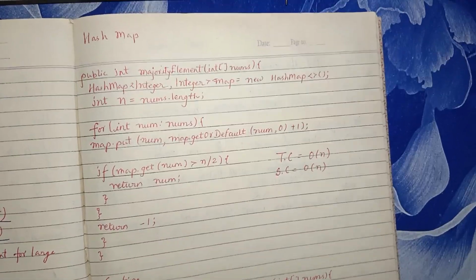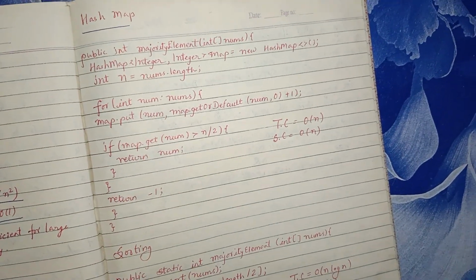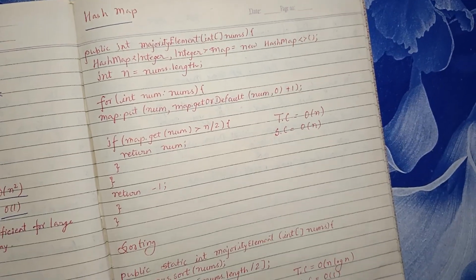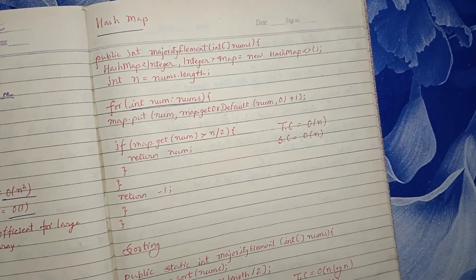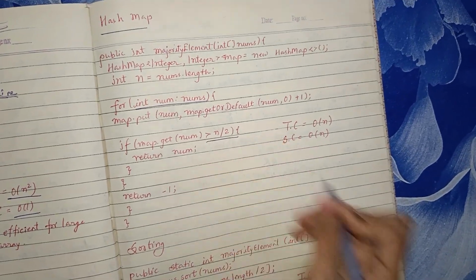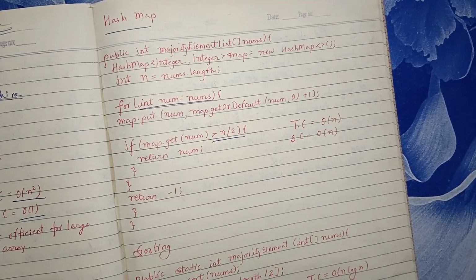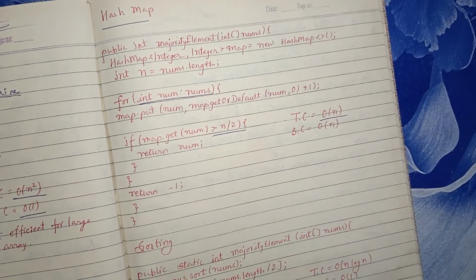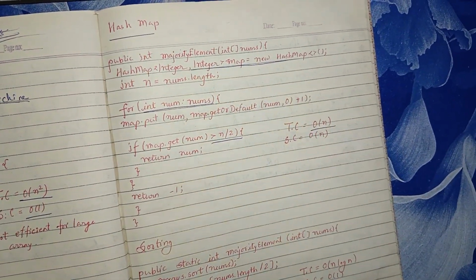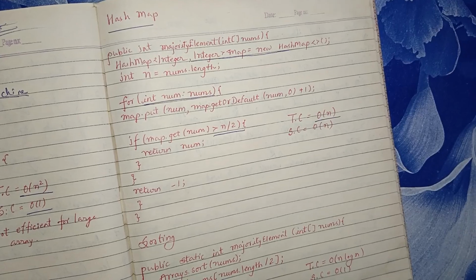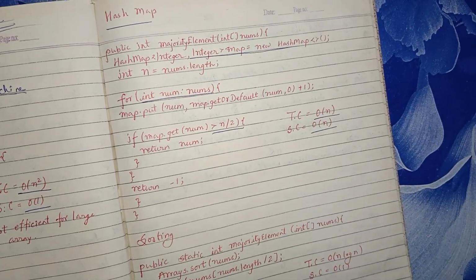Now, the second approach is hash map. Here we store the frequency of each element. We traverse the array only once. If at any point the frequency becomes greater than n by 2, we return that number. This approach reduces the time complexity to O of n, but it uses extra space because of the hash map. That's why this is not efficient, because of the extra space complexity.